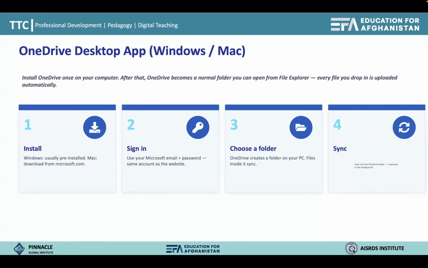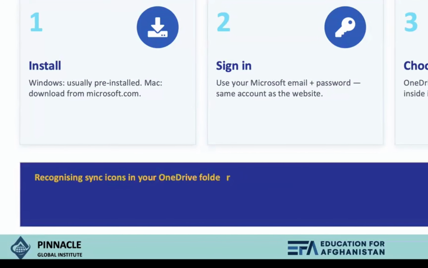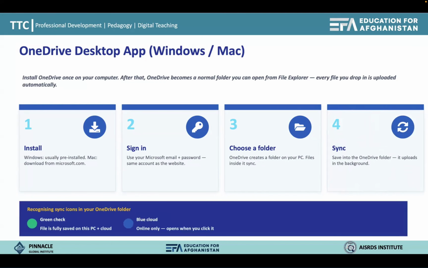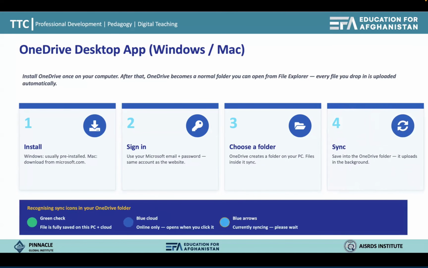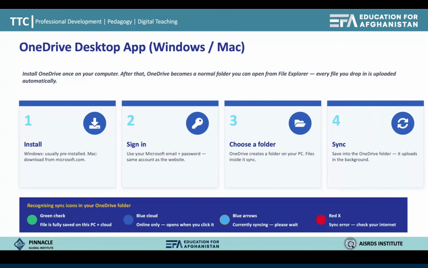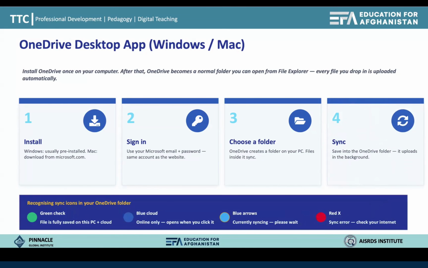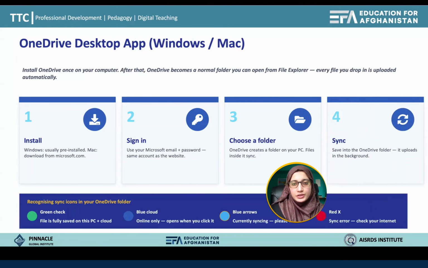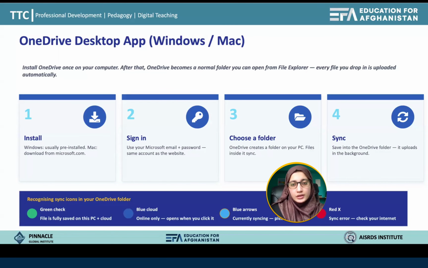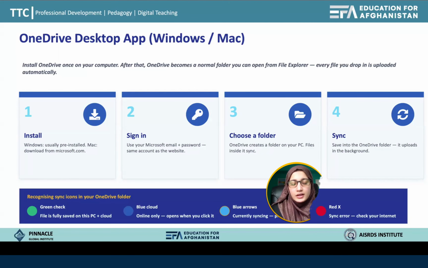But pay attention to these sync icons. A green check usually means the file is available and synced. A blue cloud means the file is online only and may download when you open it. Blue arrows mean the file is currently syncing. A red X means there is a problem, usually internet, storage, account, or file name related. For instructors, one habit is very important. Before class, check that your important lesson files have synced successfully. Do not wait until the class begins to discover that a file is still loading.